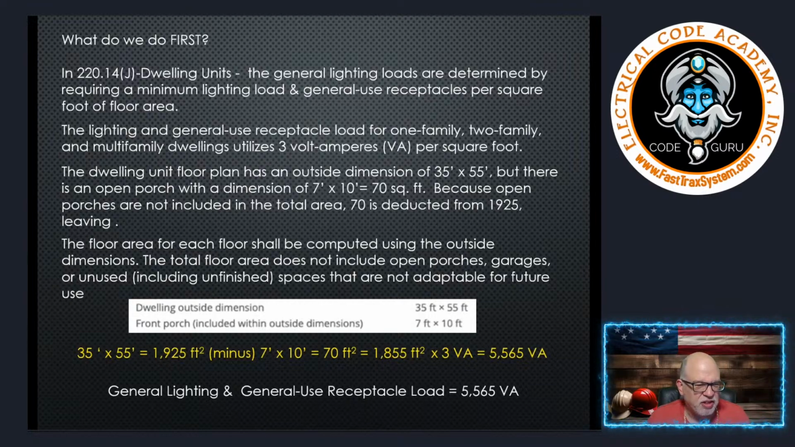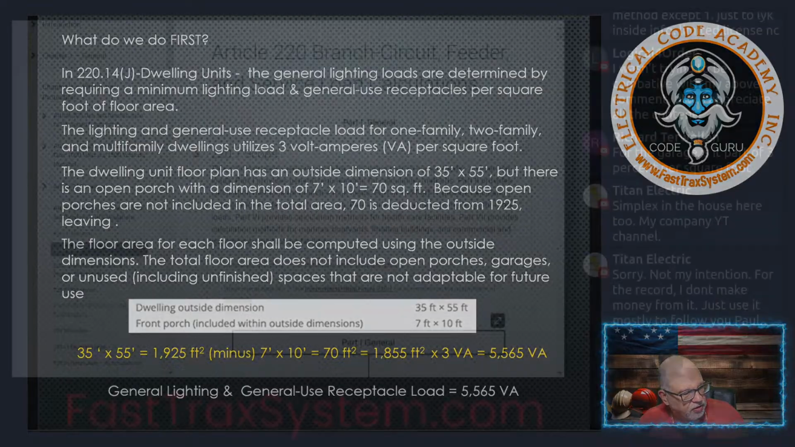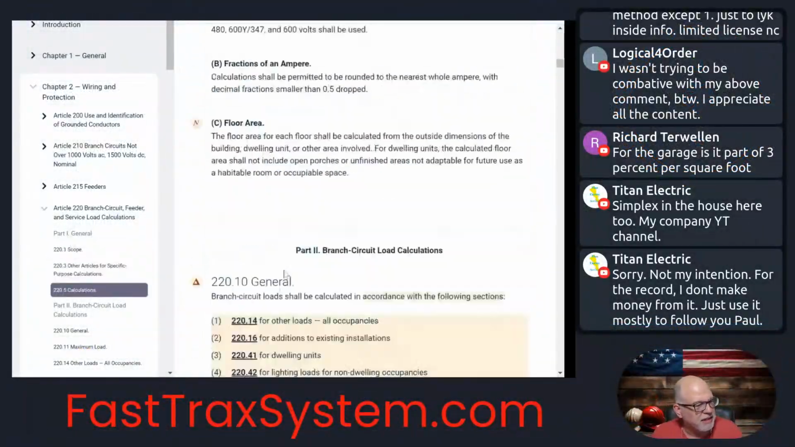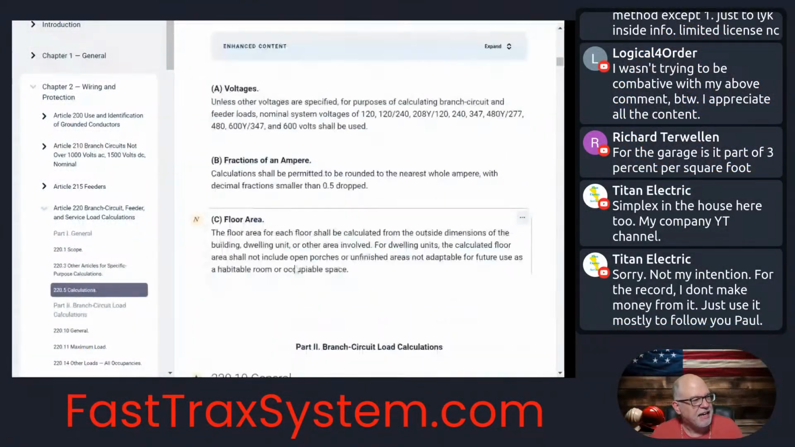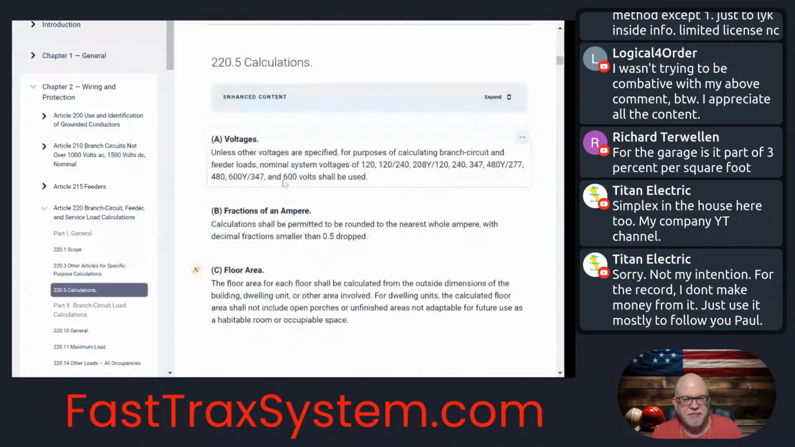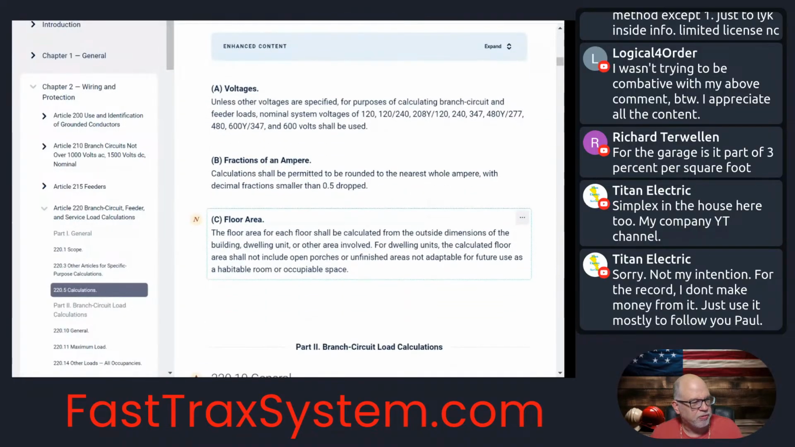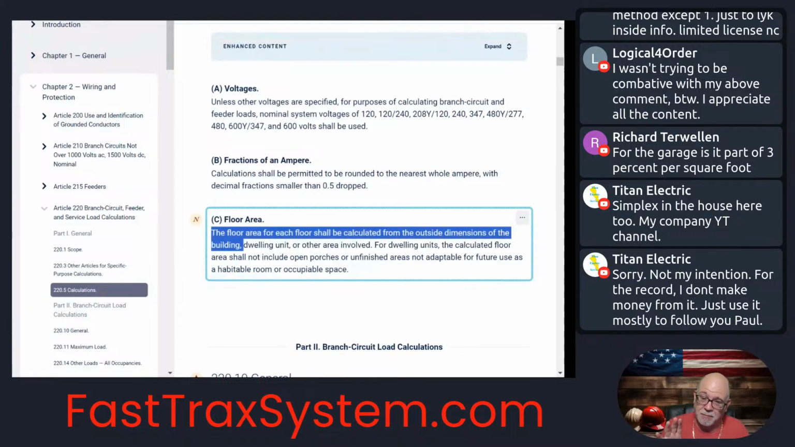So let's kind of shift real quick to the NEC so that I can show you that. So in the 2023 edition, by the way, right here under 220.5 is where you get your floor area. Now, this is new for the 2023, okay? And so this shows you that the floor area for each floor shall be calculated by the outside dimensions of the building. So that's why in the exam, they're going to have to give you these dimensions. And in our case, we gave you the dimensions, 35 by 55, right? That's the outside dimensions. You need that.